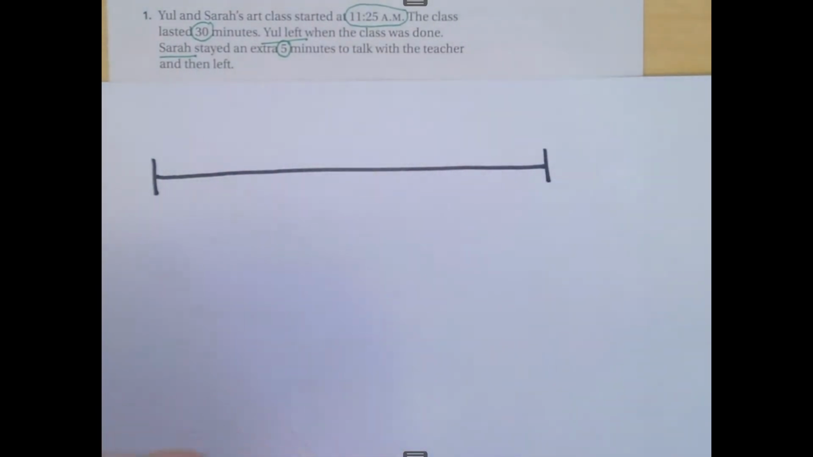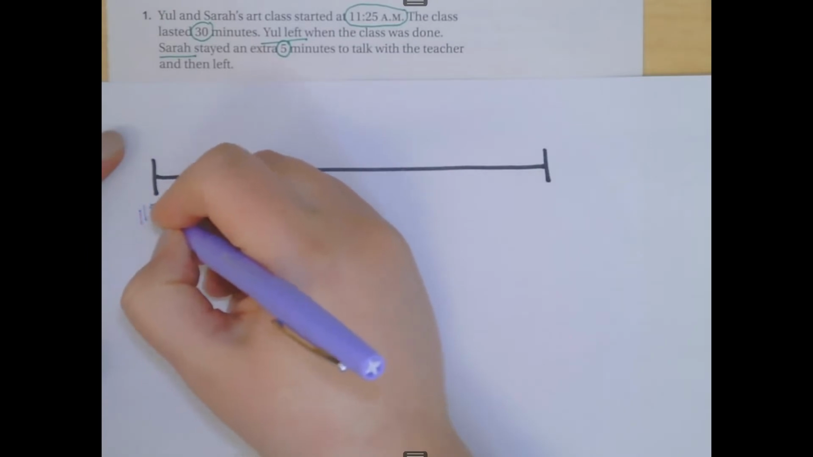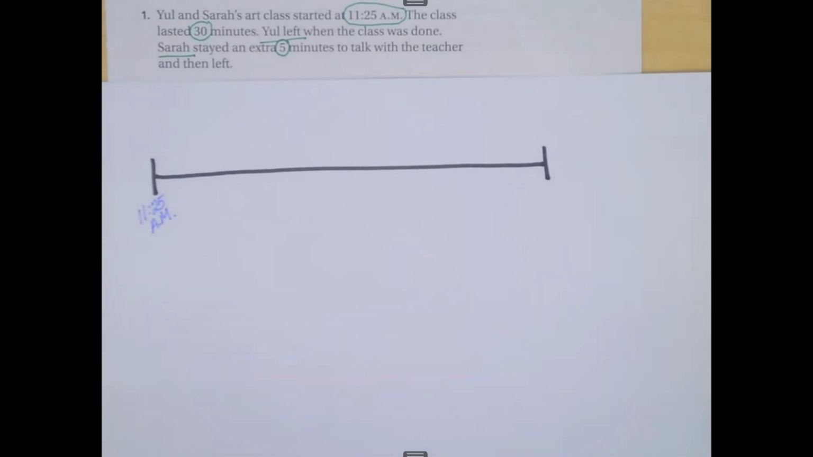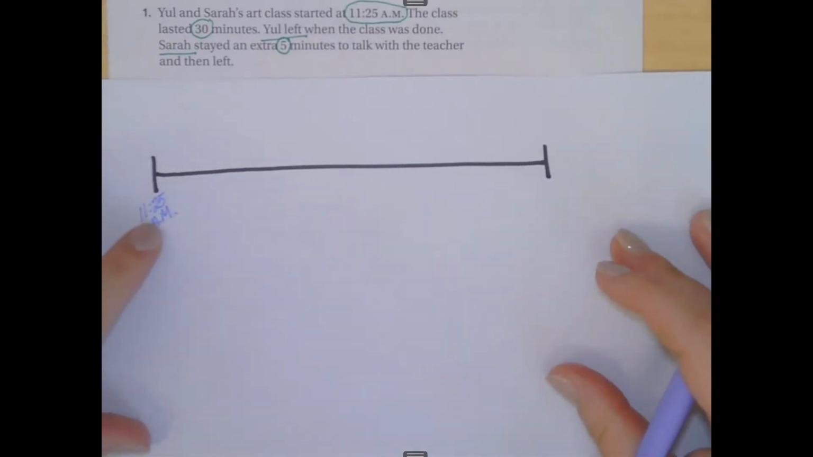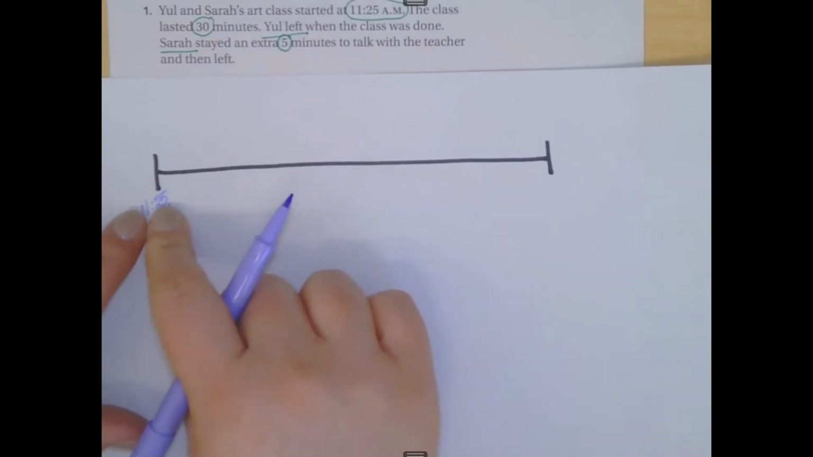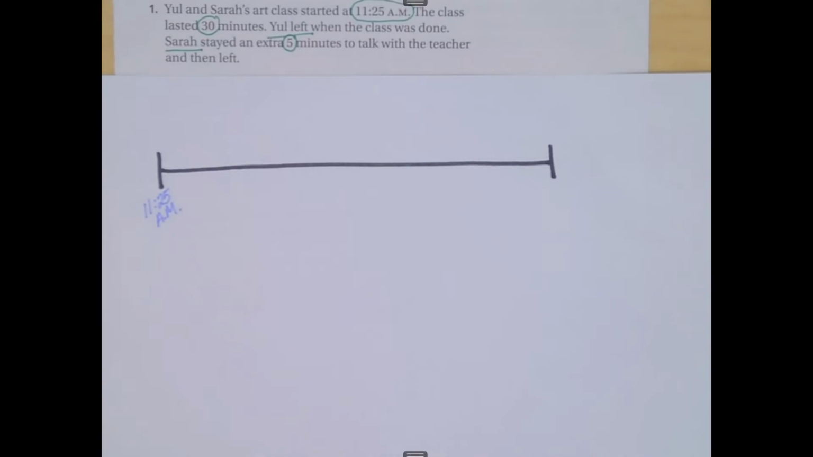And I know that the art class started at 11:25 a.m. So that's my start time. Right here is 11:25 a.m. Okay? And I know that it lasted 30 minutes. Okay, so I could immediately do one big 30-minute jump and add 30 minutes onto 25. But let's do our jumps with friendly numbers, just in case you're not comfortable with just doing one big jump.